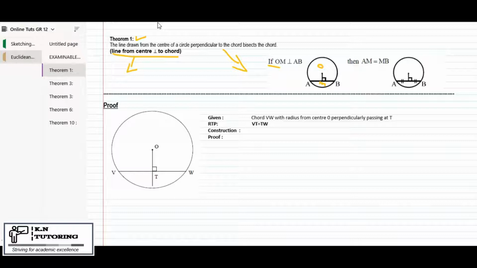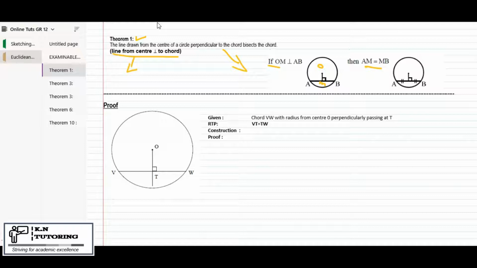This theorem is telling us that if a line is drawn from the center of the circle and that line is perpendicular to the chord, then that line is going to divide your chord into two equal parts. In this case, AM will be equal to MB.